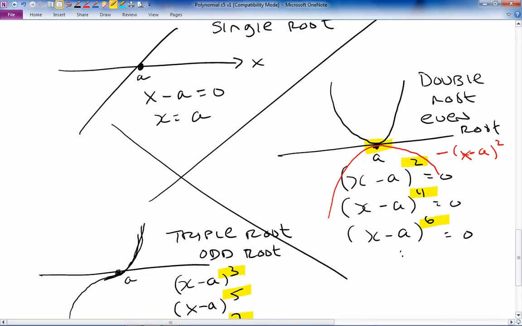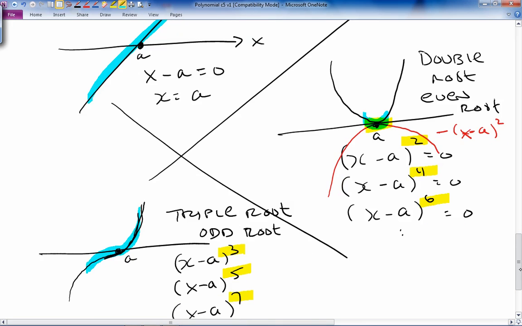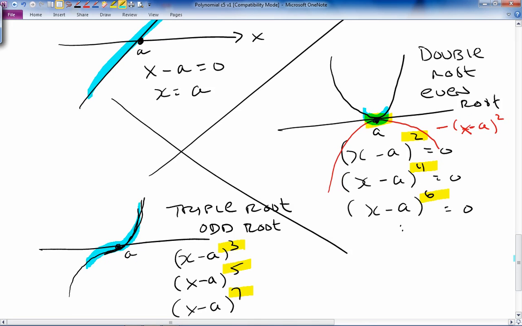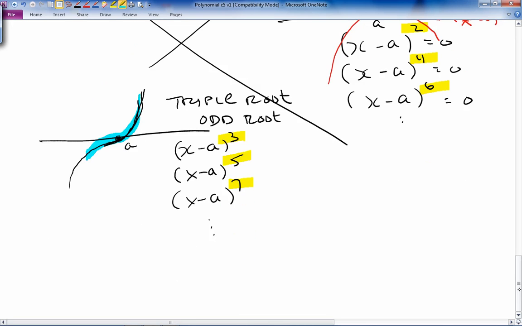Single root, straight through. Double root, just touching. Triple root goes through at a curve. That's the basis you need to do to draw a graph. That and the y-intercept, which you can usually find. So, an example of what you would do here.